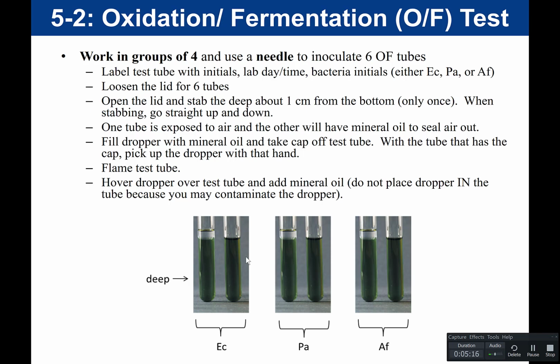One to test aerobic, one to test anaerobic, right? So you have to have 2 tubes per organism. So what you would need to do is use your aseptic technique, pick up bacteria with your needle, and then stab inoculate. When you stab inoculate with your needle, you go straight down about 1 centimeter from the bottom and then go straight back up. And you're going to do that for 2 tubes per organism.